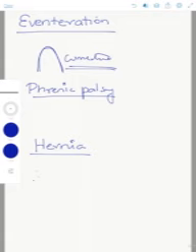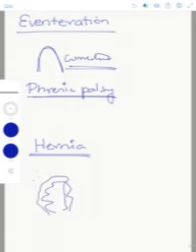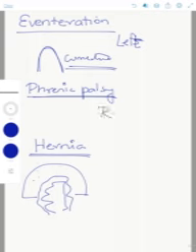Phrenic nerve palsy is due to paralysis of the phrenic nerve, whereas hernia is due to the ascent of abdominal contents into the chest cavity. Now, what are the differences? Eventration generally occurs on the left side, phrenic palsy occurs on the right side, and hernia also occurs on the right side.